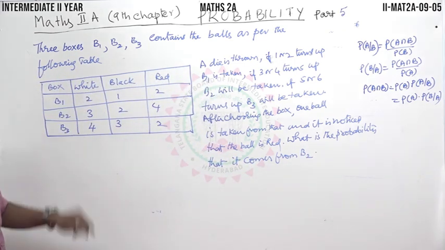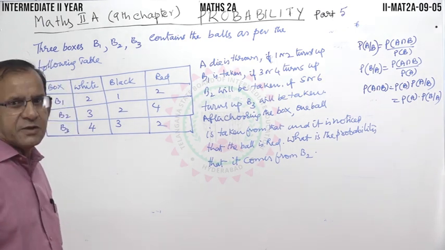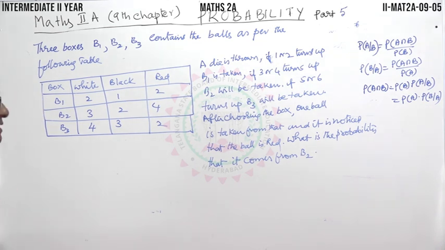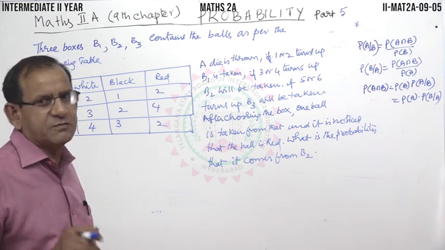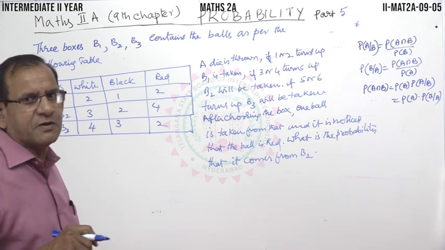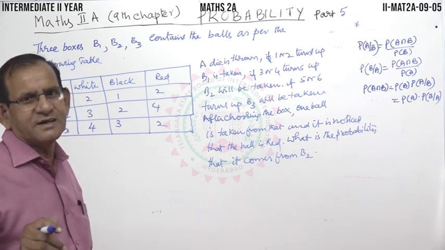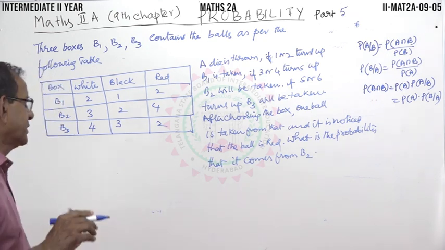Here, the question is, a die is thrown. If 1 or 2 comes on that die, they will choose B1. If 3 or 4 turns up, the second box will be taken. If 5 or 6 is there, then they will take box 3. After choosing the box, they will take one ball from that box, and it is noticed that the ball is red. What is the probability that it is from the second box, B2?